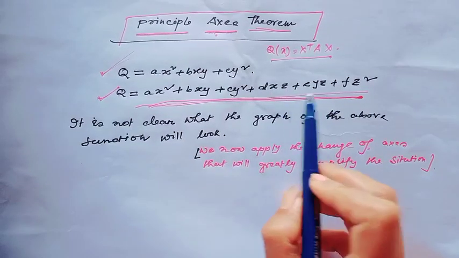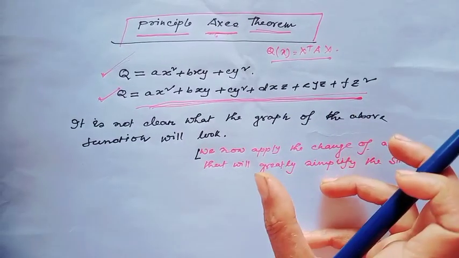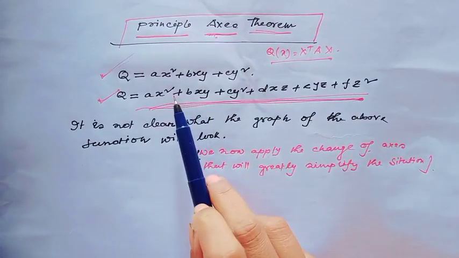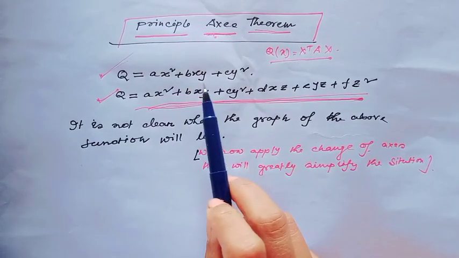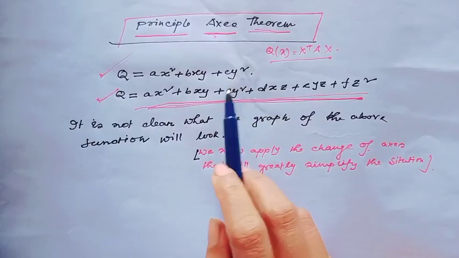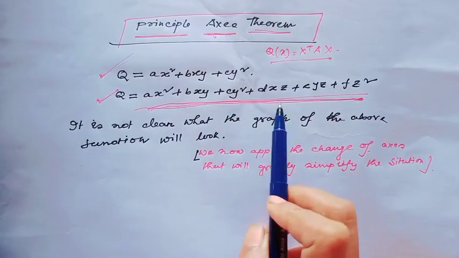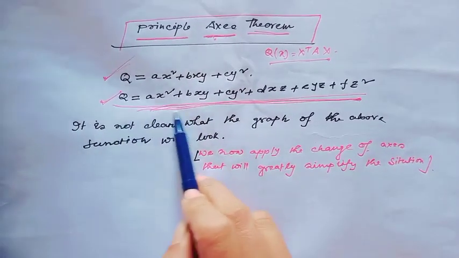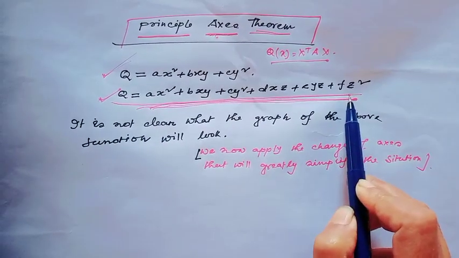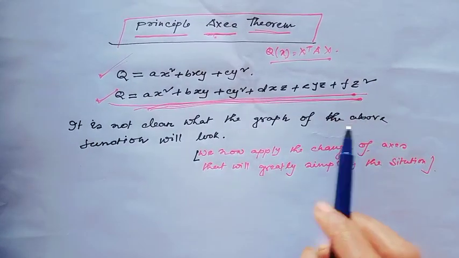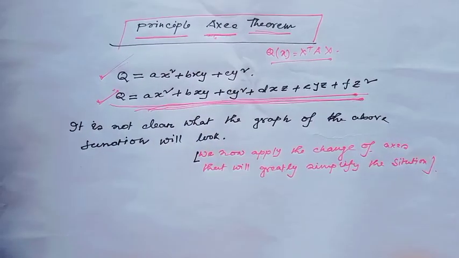here D, E, F terms also exist, but here only ax square plus bxy plus cy square. So by this quadratic form it is not clear what the graph of the above function would be.